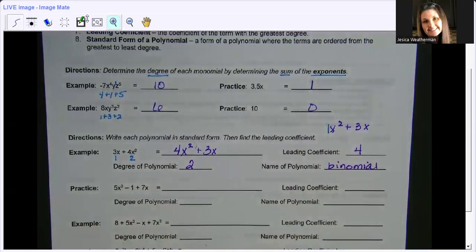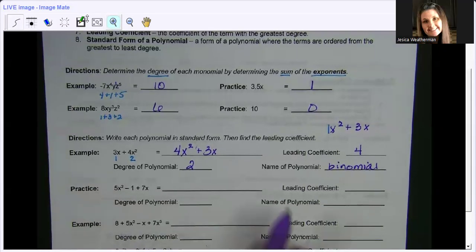Okay. I'm gonna skip down to the next example, and then I'm gonna have you do the 2 practice ones on your own. So let's go to this example.